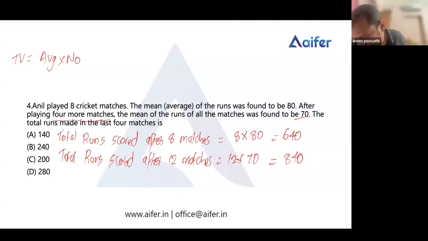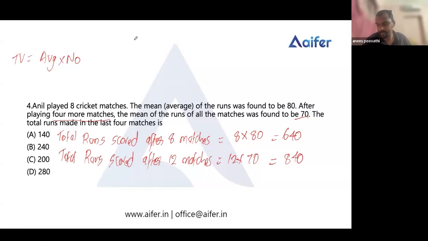So we have the total runs scored after 8 matches as 8 into 80, 640, and the total runs scored after 12 matches as 12 into 70, 840.